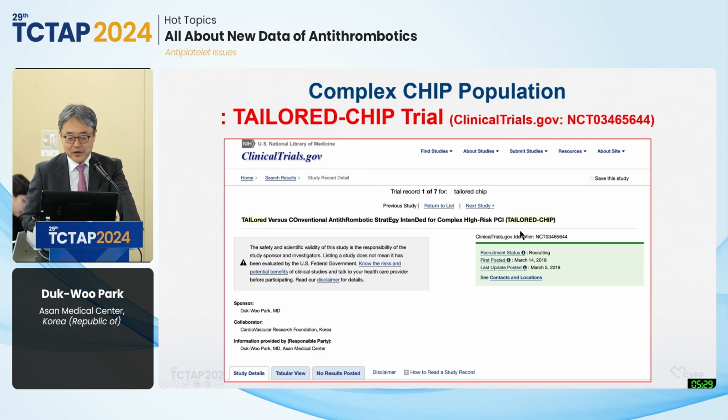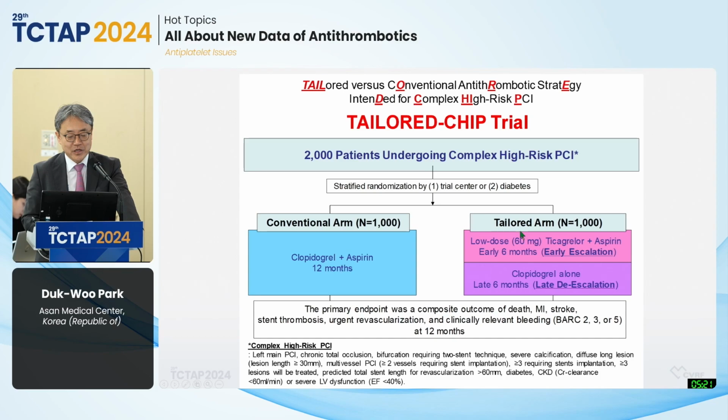This started nearly 4 years ago, before the COVID-19 period, and we have completed all the trial enrollment. 2,000 patients underwent complex high-risk PCI. We call this the CHIP population, and the definition is left main, CTO, bifurcation requiring 2 stents, and severely calcified lesions. The trial scheme is a conventional arm, clopidogrel plus aspirin, versus a tailored arm.